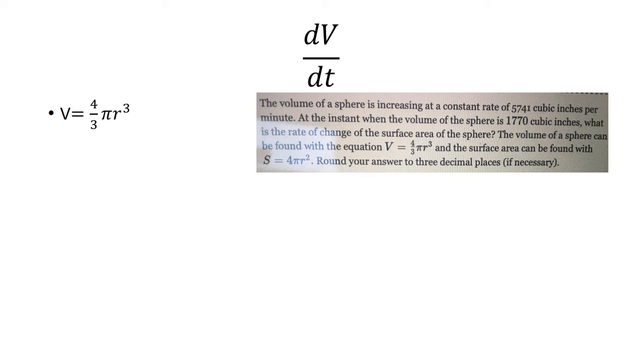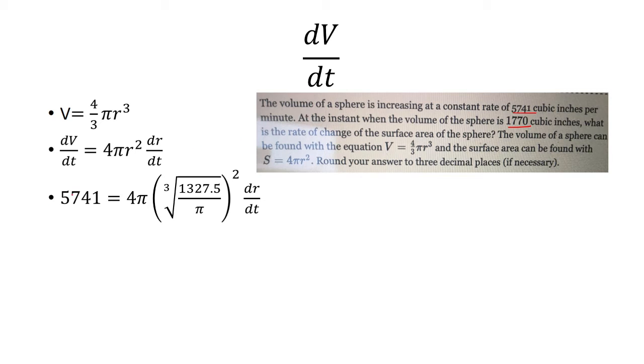Okay, now let's look at the derivative because we did use this information. Now let's use the 5,741, which is the derivative of the volume with respect to time. So take the derivative of both sides. This exponent 3 is going to come out in front and cancel out with the 3. And so we have 4 pi r squared, and then take the derivative of r. That's the dr over dt.